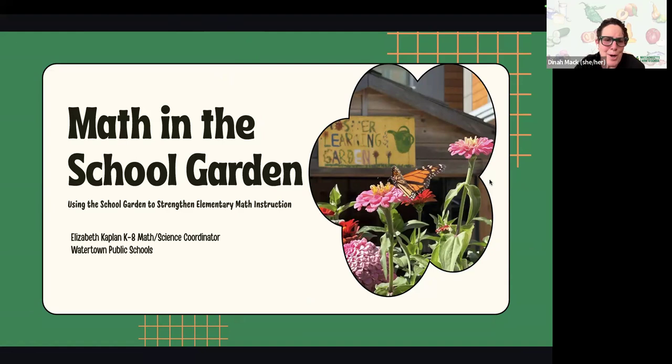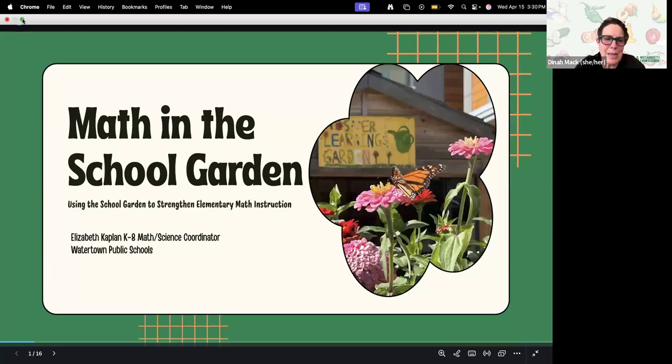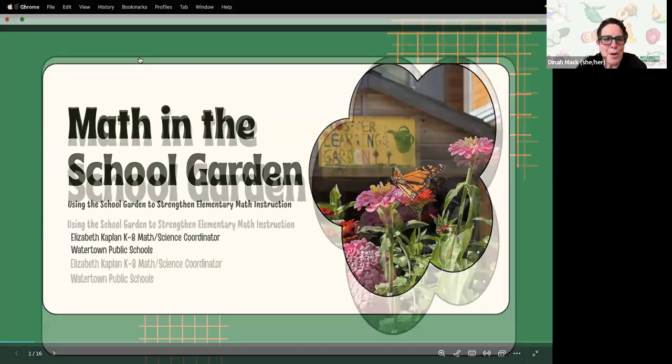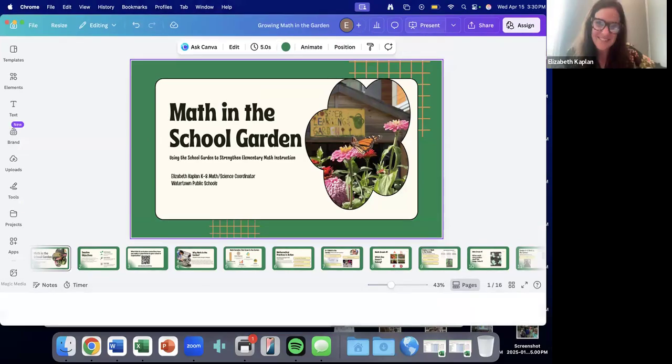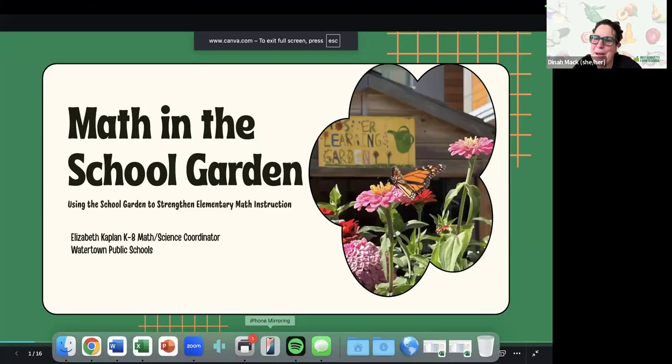And I am here with Elizabeth Kaplan, who is the K to 8 Math and Science Coordinator with Watertown Public Schools. I'm going to be giving the floor over to Elizabeth, who is going to share her ideas and expertise on how to teach the maths in the school garden. And welcome, everyone.